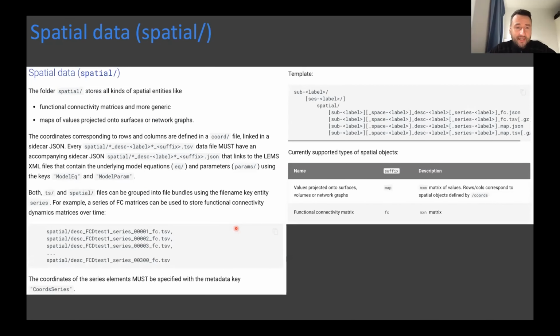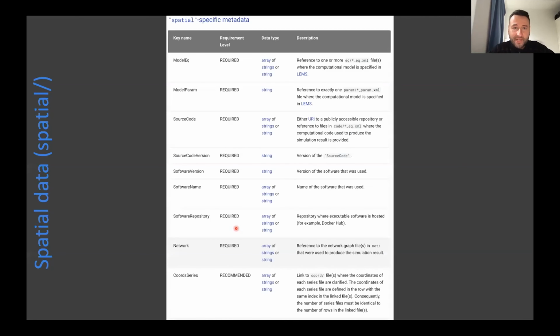And spatial data is everything which is not a temporal object, like functional connectivity matrices and so on. Here again, we can use series to serialize higher dimensional spatial objects. And the metadata is largely similar for spatial objects as it is for temporal objects. So we need to know exactly the equation, parameters, source code, and the software, and the network and the coordinates that were used to produce this result.